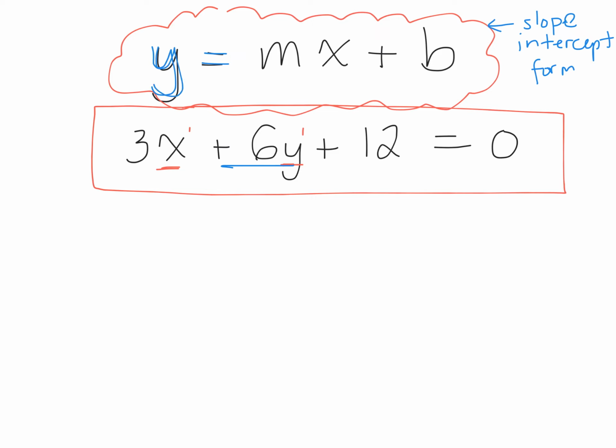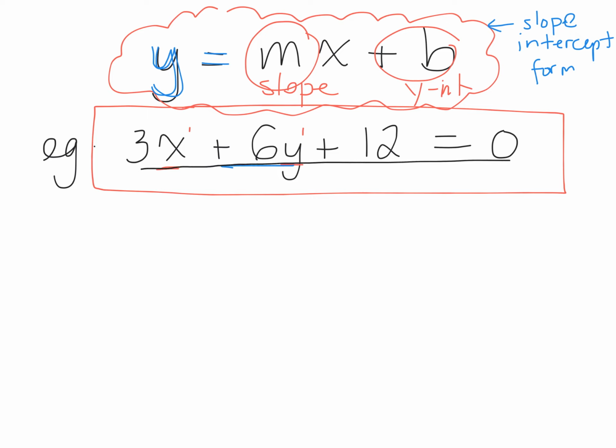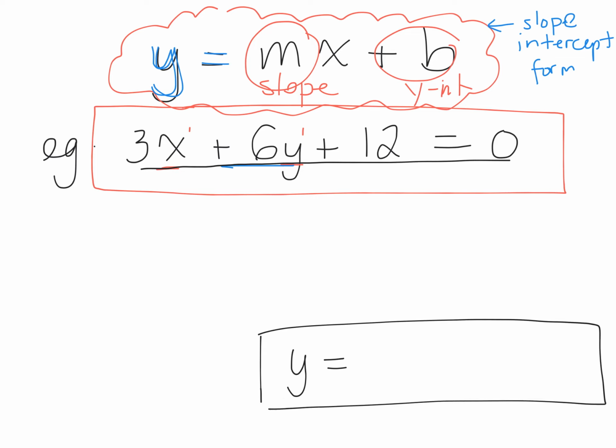So when it's in this form, which variable represents the slope? Good. And the y-intercept? Okay. So if you have an equation, so this is an example, and I ask you, I want you to find the slope and the y-intercept. What should you do to figure that out? If I rearrange this equation and I write y equals something, then I can write down the slope and the y-intercept. Right now, it doesn't say y equals. It says 3x plus 6y plus 12 equals 0.